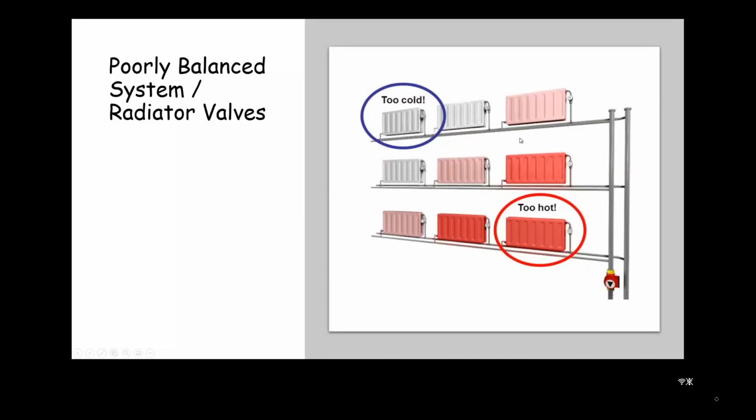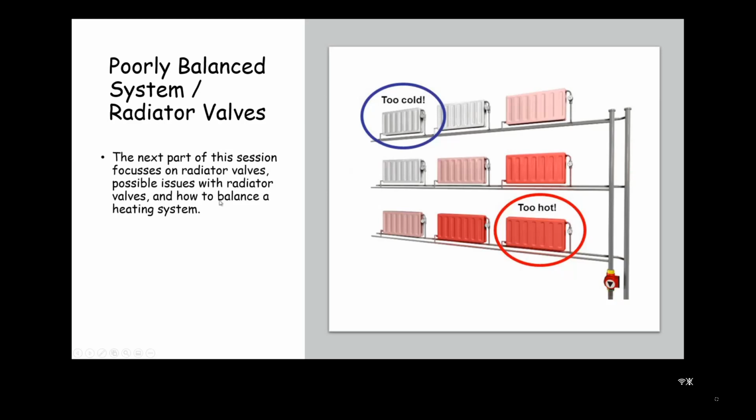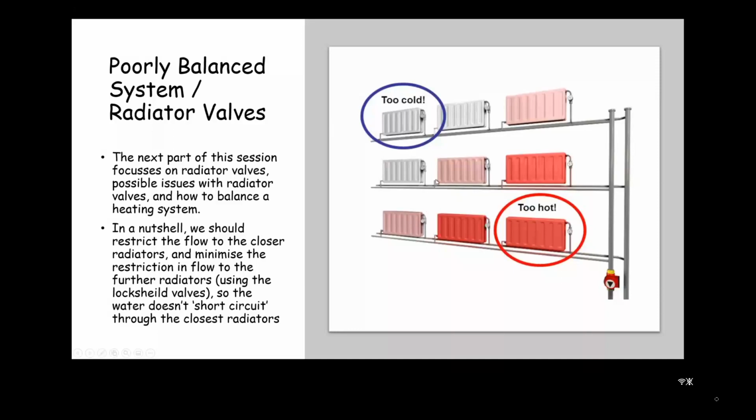Okay, so if the system isn't balanced correctly, again, that can cause some radiators not to heat up. The further the radiators from the boiler normally. And we're going to look at that in a little bit more detail in the next part of the session. But long story short, if you restrict the flow to the closer radiators by closing down the lock shield valve till it's almost closed, then that will force the water out to the further radiators and essentially balance the system, so the system heats up equally and the water doesn't short circuit through the closest radiators.